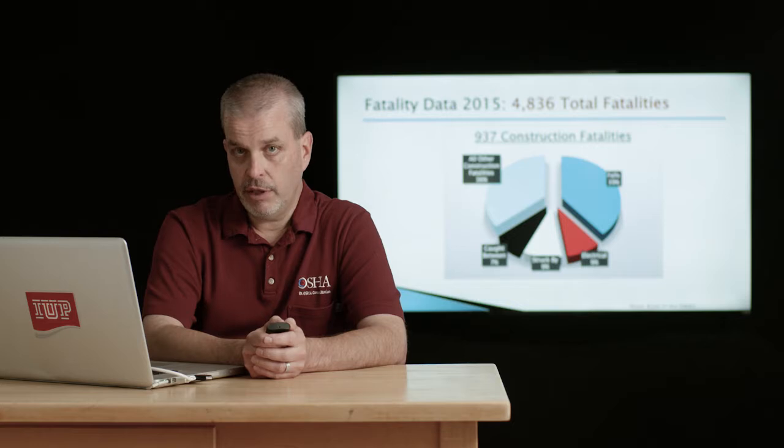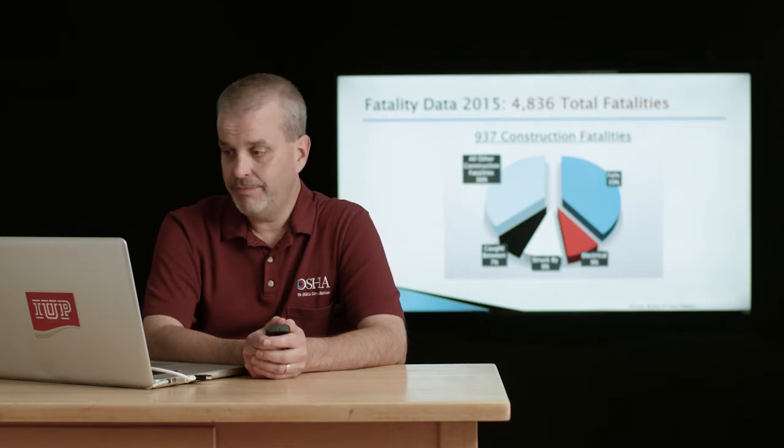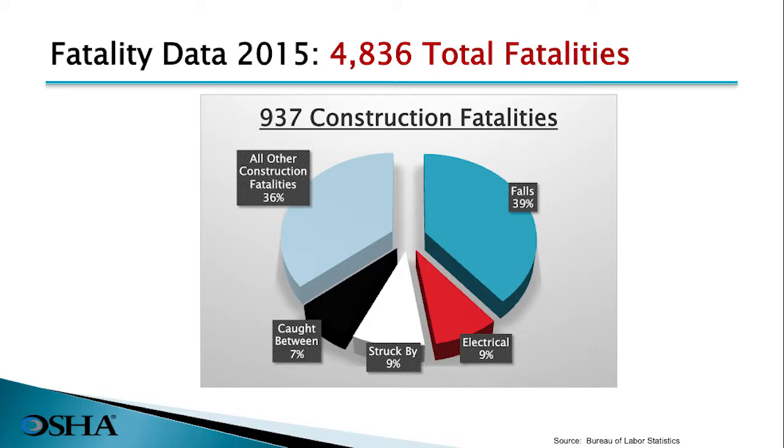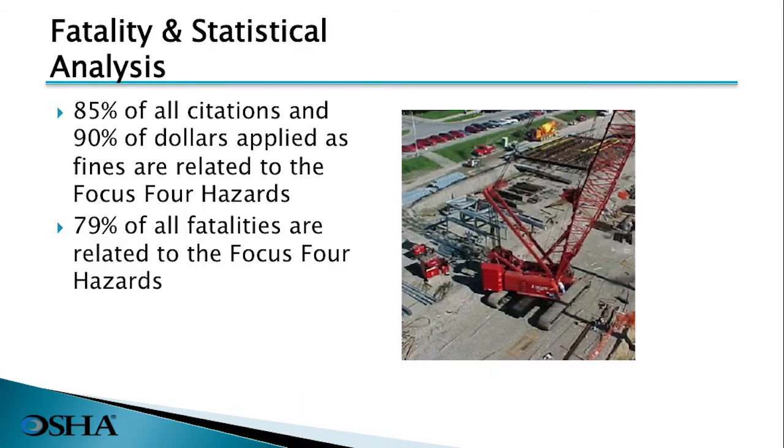In 2015, there were 4,836 fatalities in workplaces across the United States, of which 937 were construction related. Falls constitute 39% of those 937 fatalities. 85% of all OSHA citations and 90% of all dollars applied as fines are related just to the Focus 4 hazards we discussed. 79% of all fatalities that occur on construction sites are related to these Focus 4 hazards.